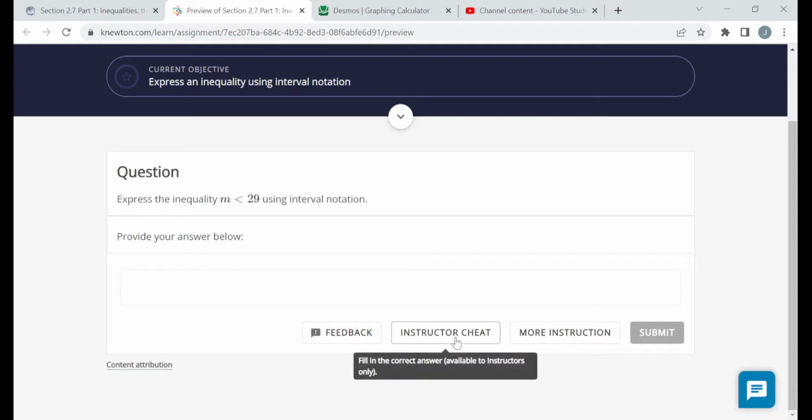You will not have this instructor cheat button, right? That's for instructors only. But you will have the more instruction button, which if you're struggling with a topic or a question, you can click on and it'll take you to a page with some further reading or videos to watch and study, and then you'll be given questions related to that instruction, and you can work through the assignment by completing those questions as well.